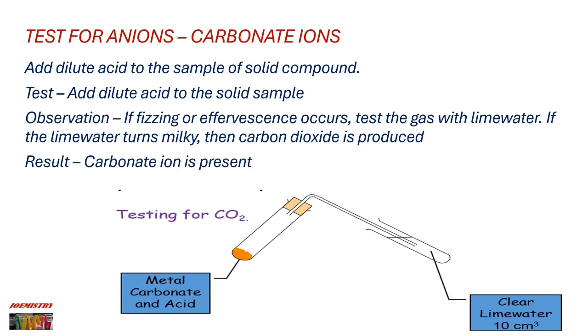Test for anions, carbonate ions. Add dilute acid to the sample of solid compound. Test. Add dilute acid to the solid sample. Observation. If fizzing or effervescence occurs, test the gas with lime water. If the lime water turns milky, then carbon dioxide is produced. Result: carbonate ion is present.